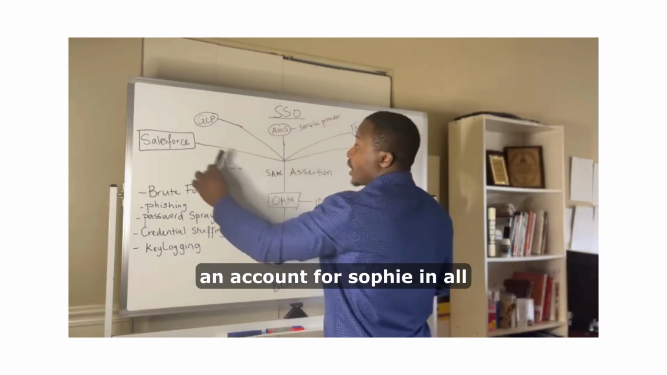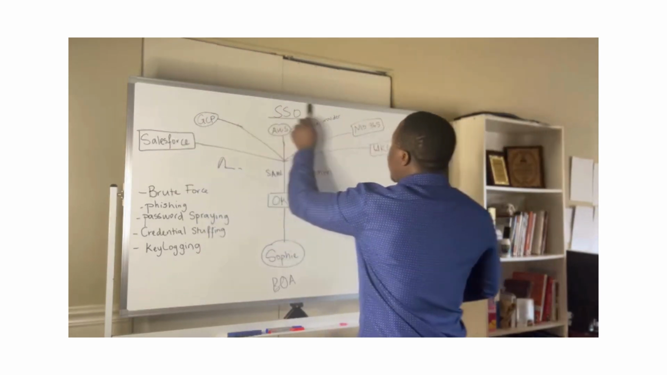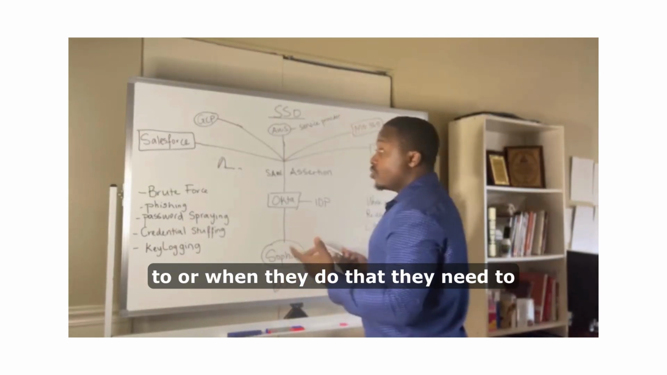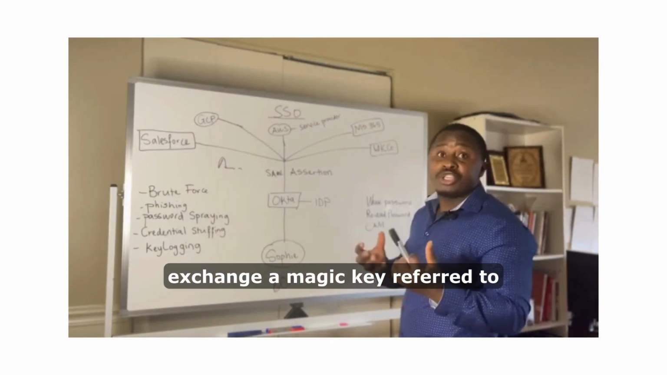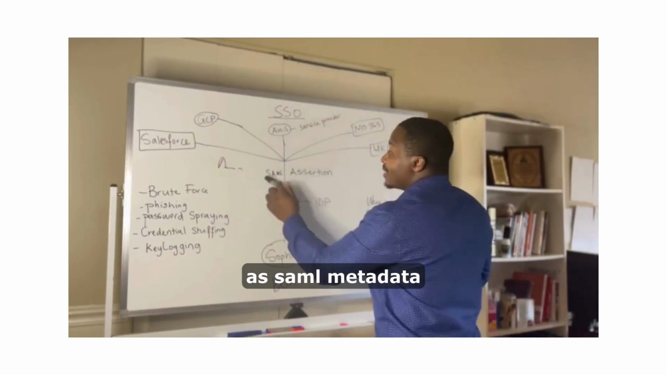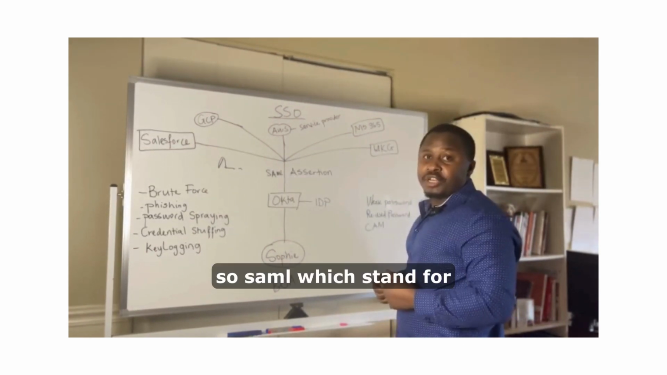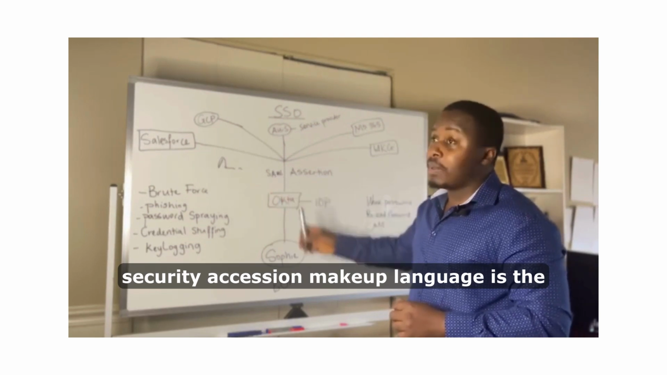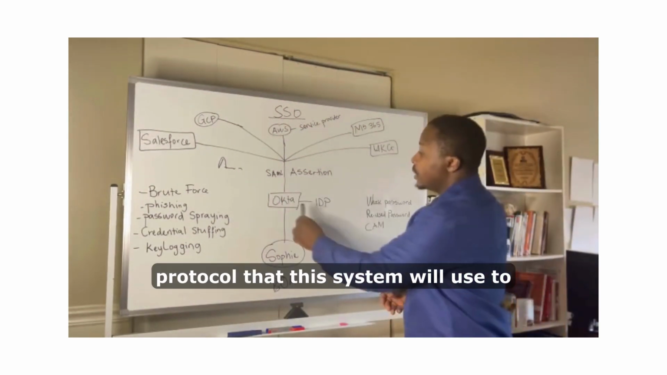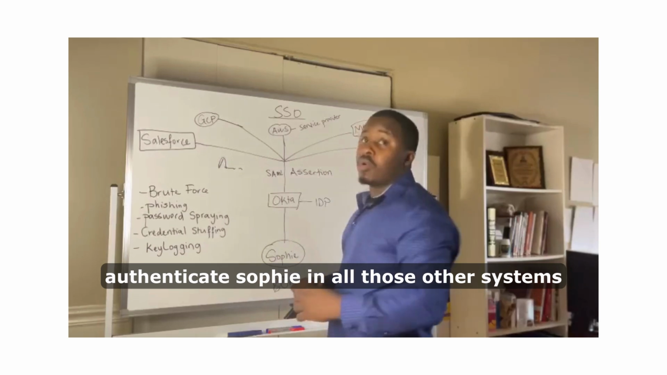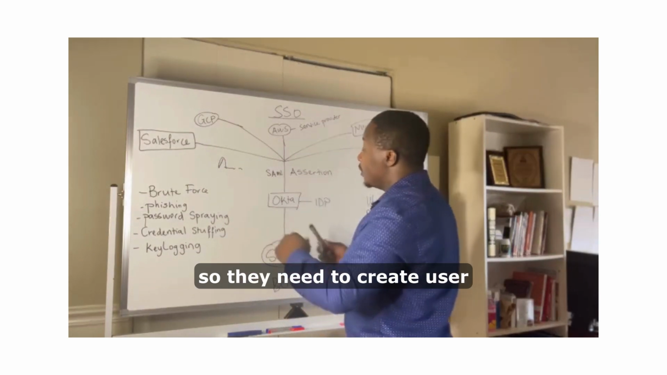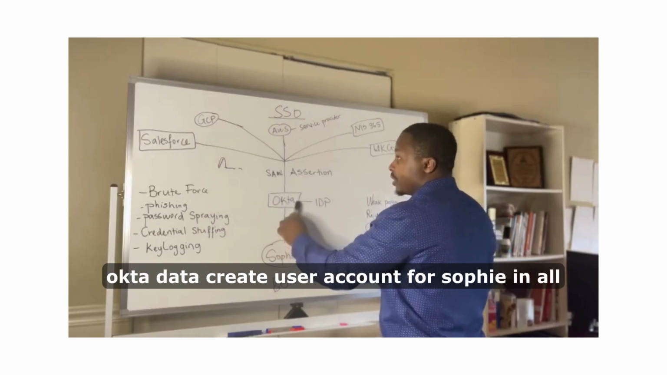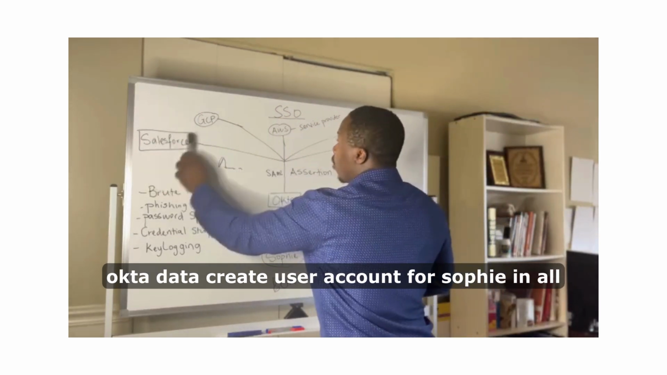They also need to have an account for Sophie in all the applications that she will need to have access to. When they do that, they need to exchange a magic key referred to as SAML metadata. SAML, which stands for Security Assertion Markup Language, is the protocol that these systems will use to authenticate Sophie in all those other systems. So they need to create a user account for Sophie in Okta, and create a user account for Sophie in all the applications.